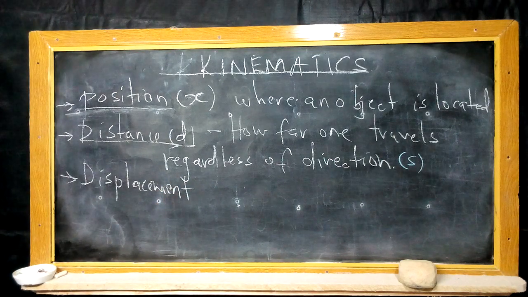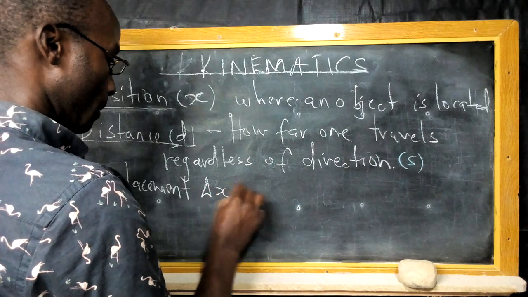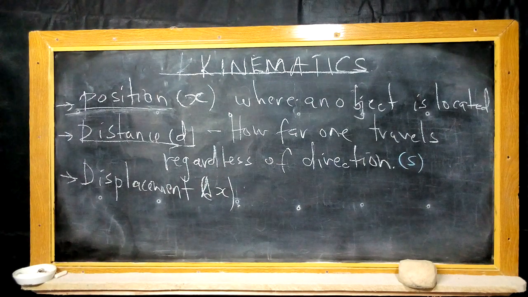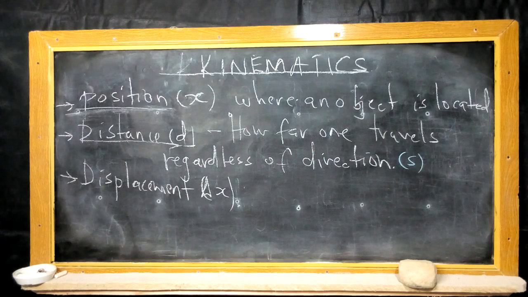In that case, we shall indicate the displacement by delta x. Displacement is of course a vector quantity, which means it has magnitude and direction, so at the end of the statement we shall denote that. Displacement is where you are in relation to where you started from.